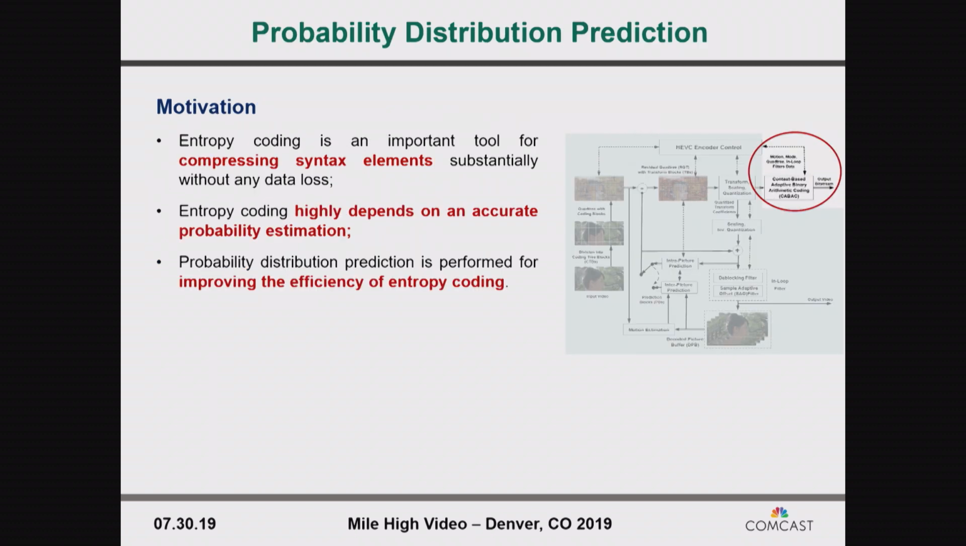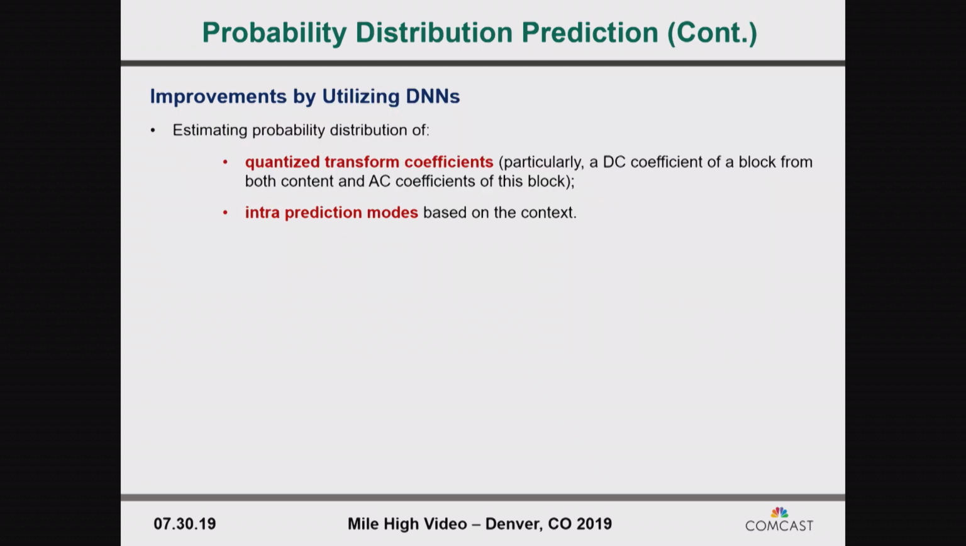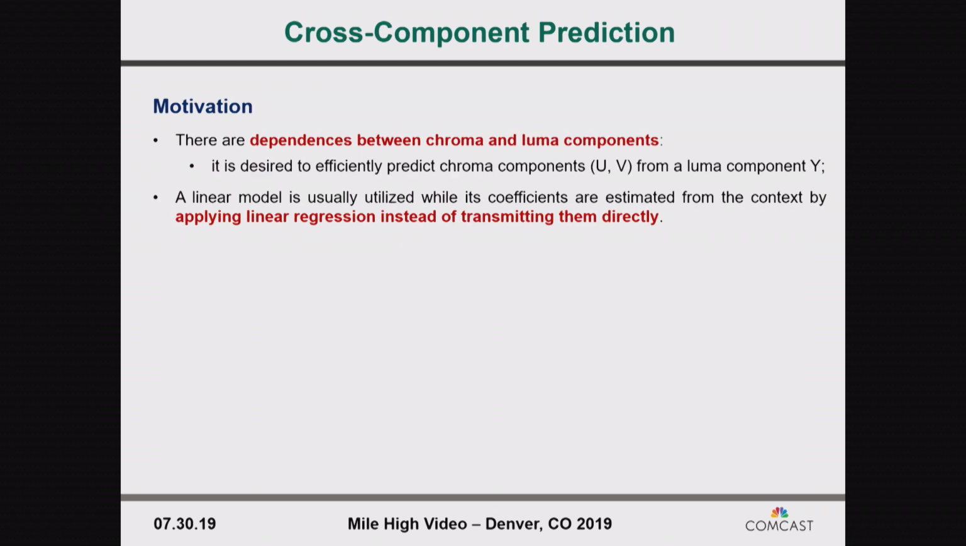The next one is entropy coding. Here, as you know, the entropy coding highly depends on accurate probability estimation, so we can improve that. We can actually estimate the probability distribution of quantized transform coefficients and get again something like 2%. So the gain here is a little lower. It's difficult to get a gain more than that.